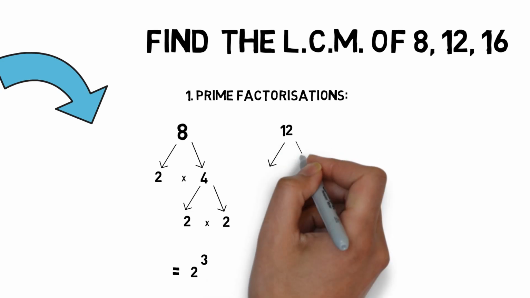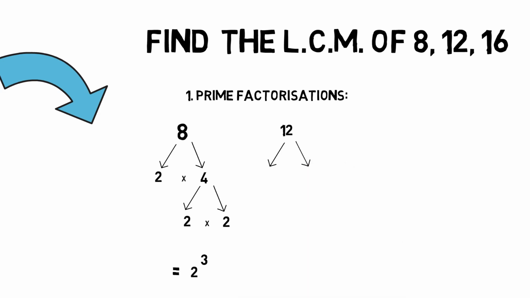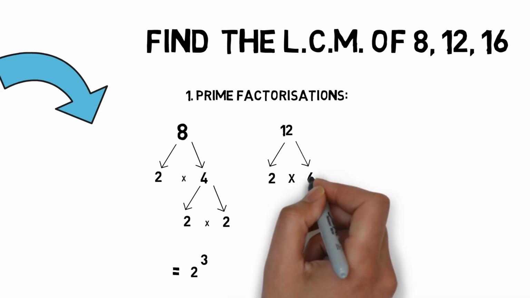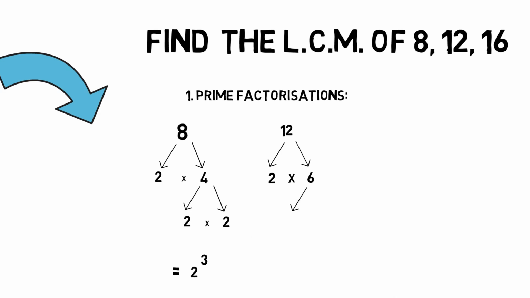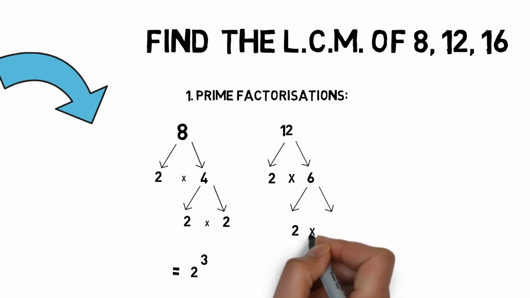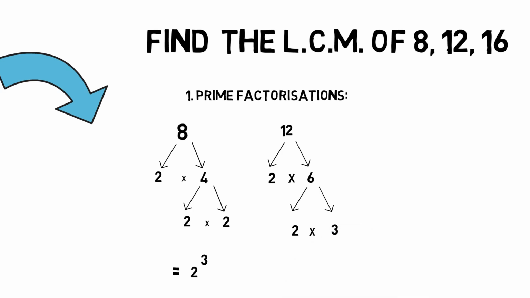Now let's have a look at 12. 12 again is an even number. How do we break down an even number? First step, always halve it. So 2 times what is 12? 2 times 6. Easy. Nice. 6 is an even number as well. How do we break down 6? Let's halve it again. 2 times what is 6? 2 times 3. Nice. Done. Can't break down anything further.